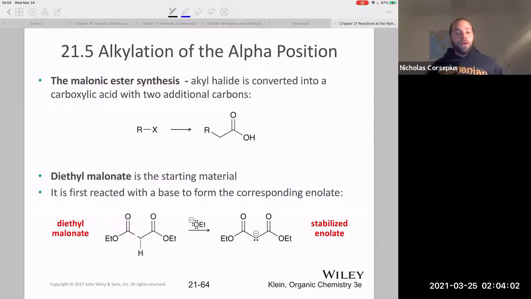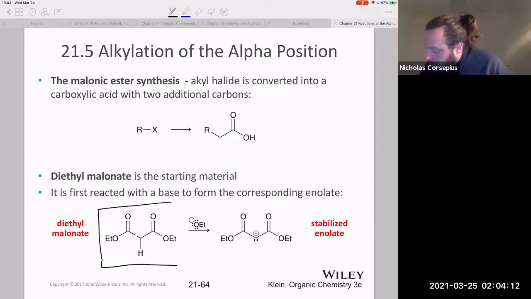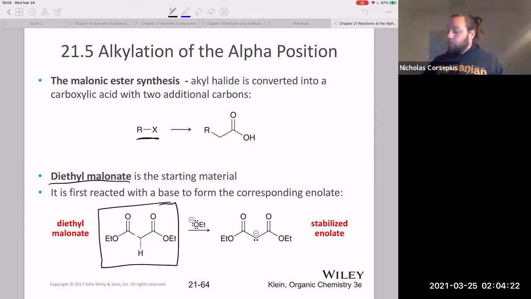There's two other alkylation reactions that we're going to talk about that are kind of special. The first one is called a malonic ester synthesis. And that's because a key player is going to be this guy here, which is diethylmalonate. Okay, what that's going to do for us is turn an alkyl halide into a carboxylic acid. Notice that we have 2 additional carbons in our carboxylic acid as well.